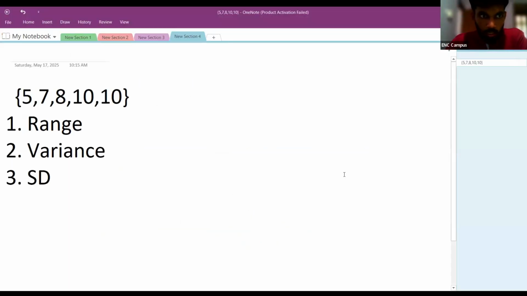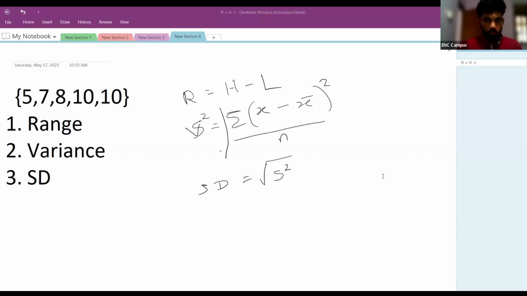Benazi, can you calculate these three things? Yes, sir. Can I answer? Yes. Range is highest value minus lowest value. So 10 minus 5 is equal to 5. Yes. So range is 5.